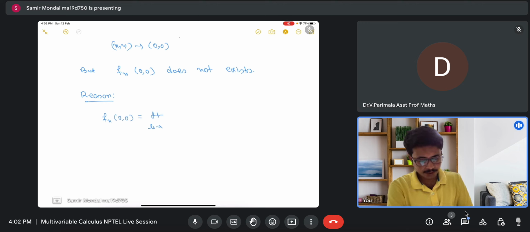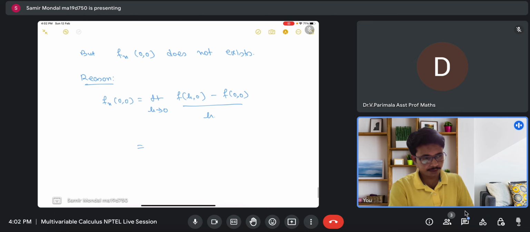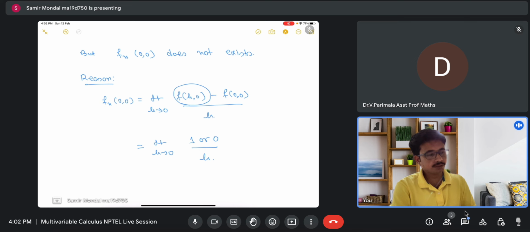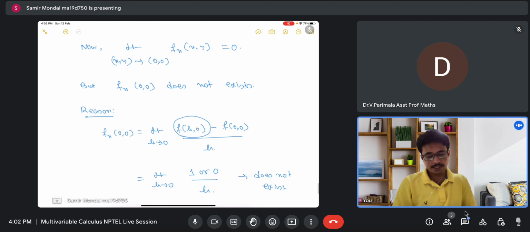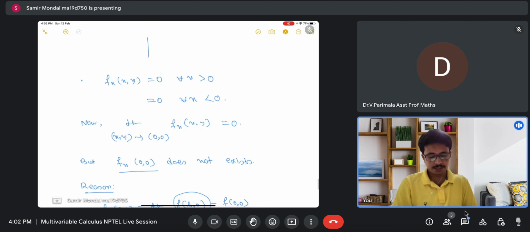It is the limit as h tends to 0 of f of h comma 0 minus f of 0, 0, divided by h. This is your known formula. So what is this quantity? This quantity will be either 1 or 0 divided by 0, so this quantity does not exist. It's fine. So here we have seen that this quantity does not exist, but this limit is 0.